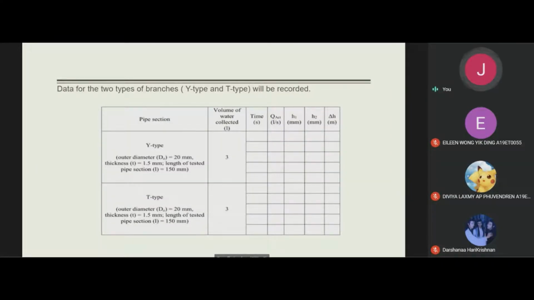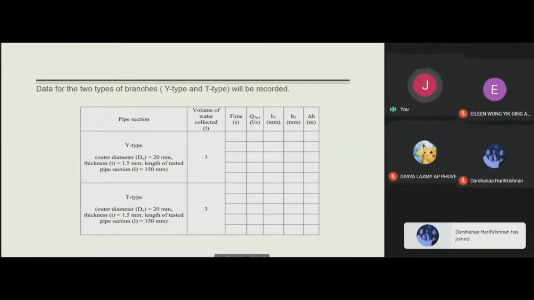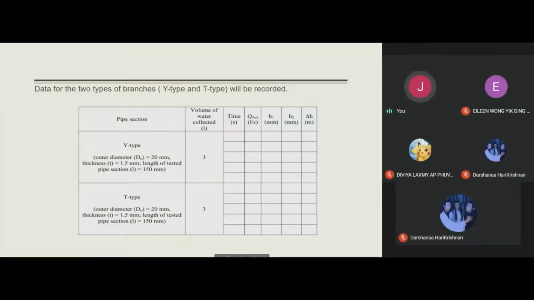The second table, we have the table of data for the two types of branches, which is Y type and T type. For these two types of branches, we also need to get the data of time taken, actual flow rate, H1, H2, and difference in H. Next.